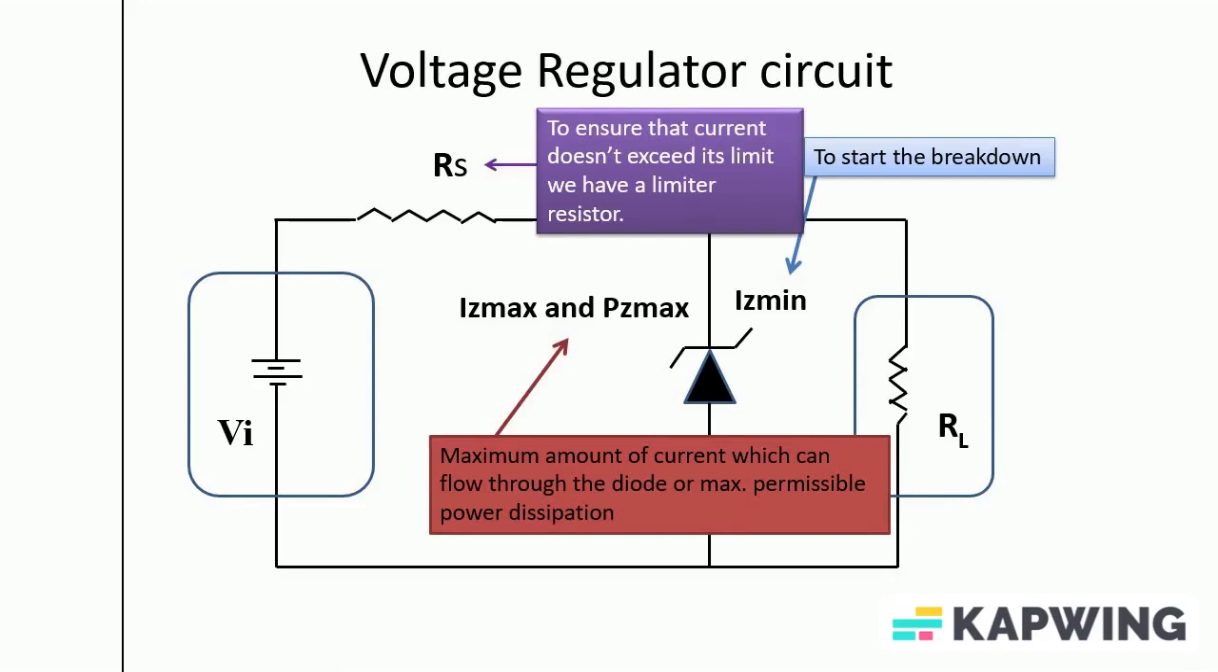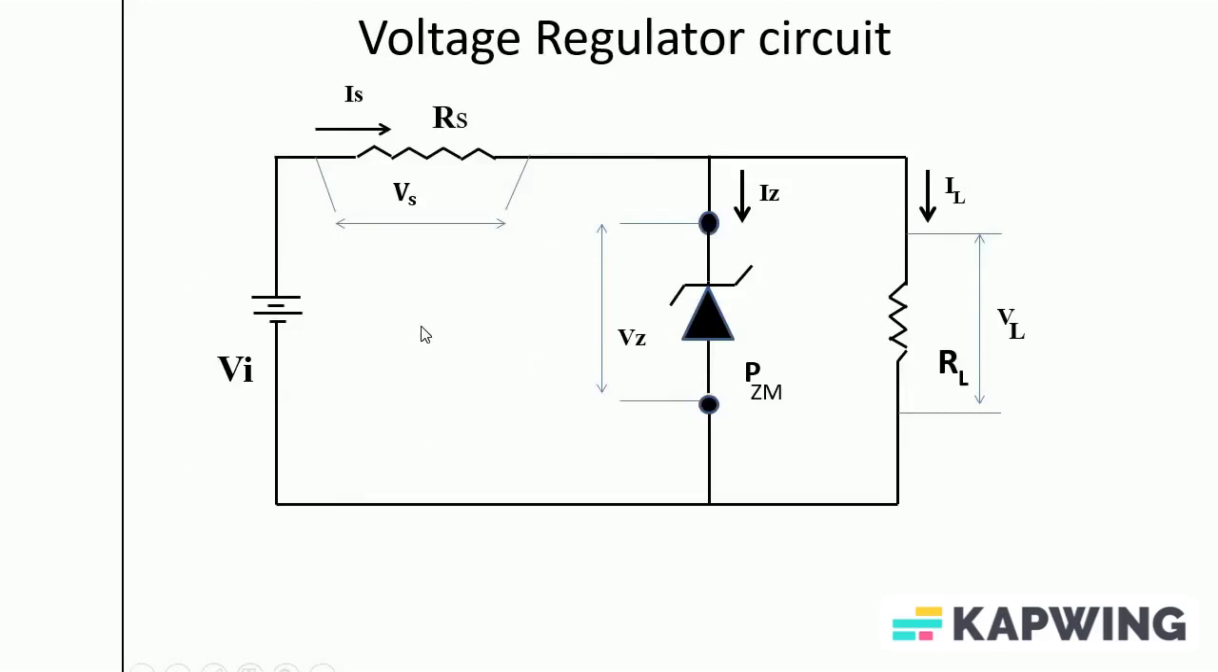So this is a voltage regulator circuit. Now let's have a look at this circuit. We have a power supply which is Vi, which may vary. We have a current limiter resistor which has some voltage drop across it. This is Vs, and some current flows through it, which is indicated as Is.